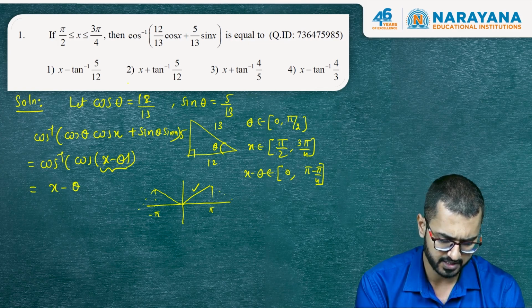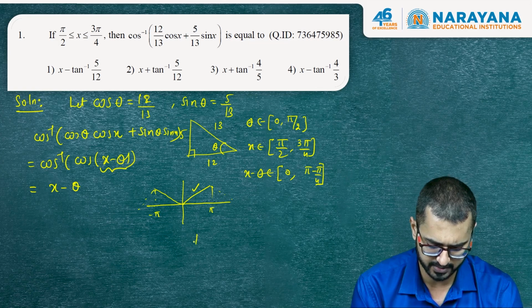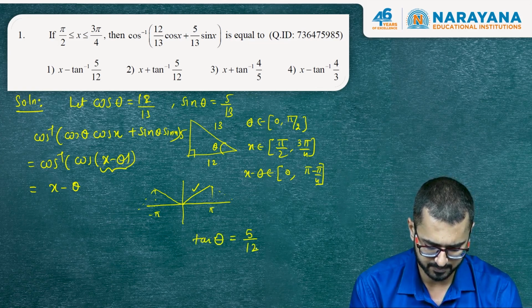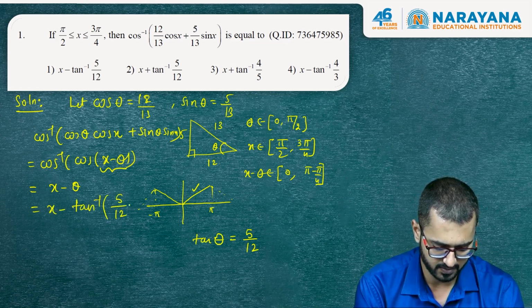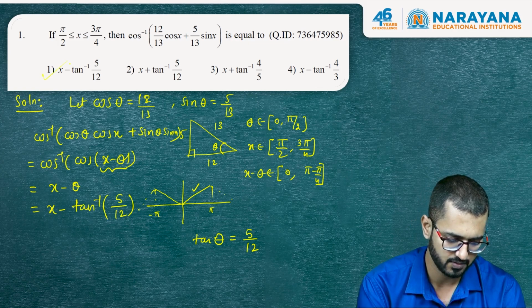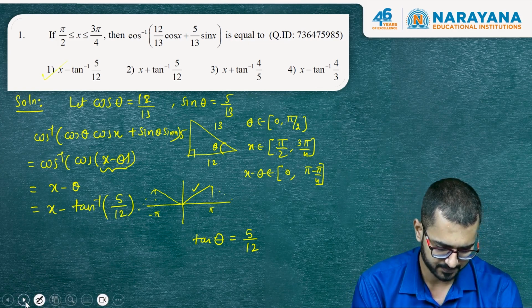And all the options are given in tan. So we'll convert theta into tan. So we have this triangle. We can write down tan theta is equal to 5 by 12, and this makes x minus tan inverse of 5 over 12. That makes our option 1 correct. Okay. So moving to the next.